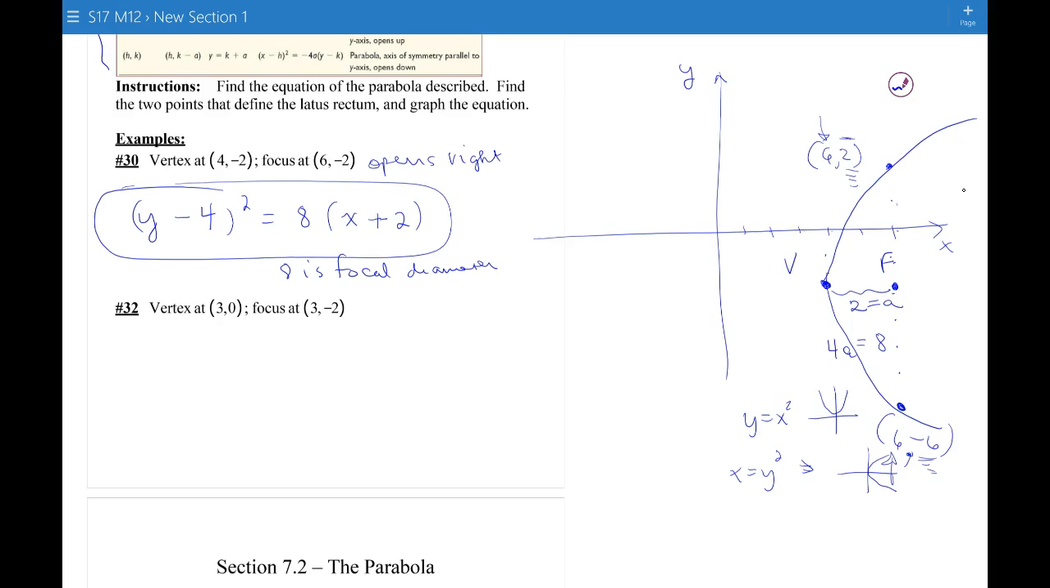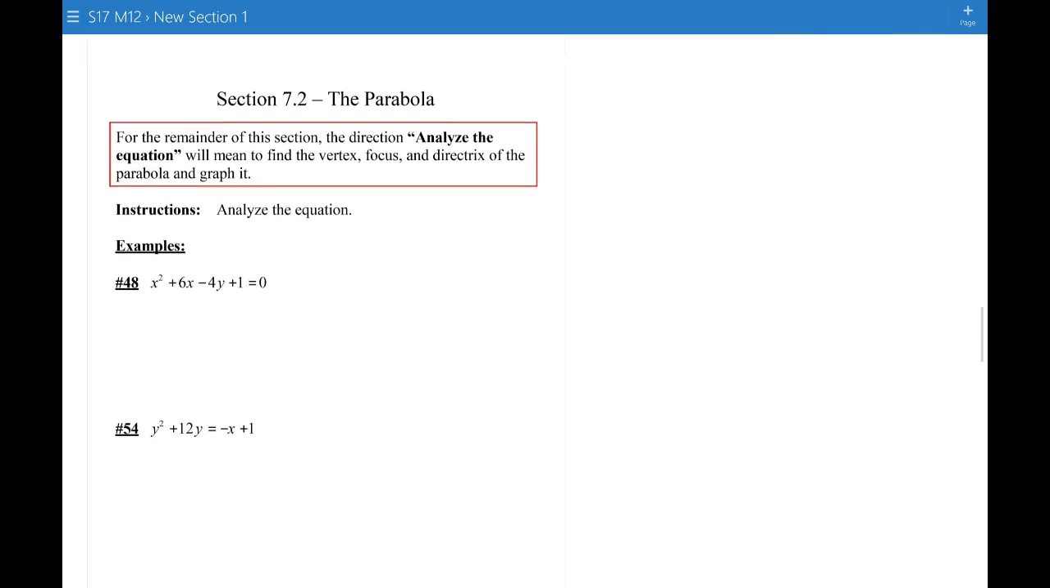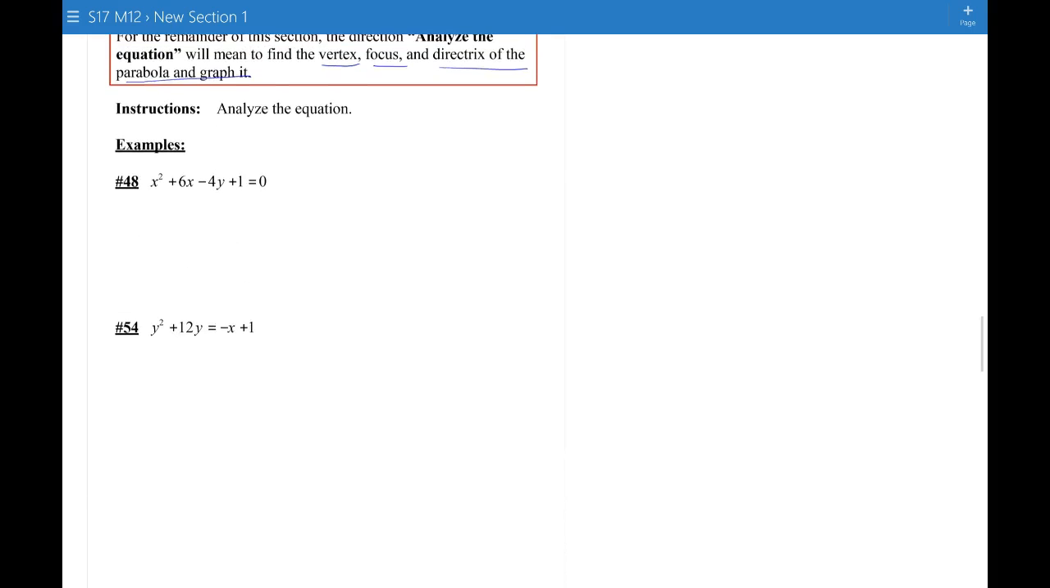Okay, so we'll look at number 32 together. And to make it open to the left, you would have a minus in front of the not squared side, right? Okay, so for the remainder of the section, the directions are just going to say analyze the equation. And you have to know that that means to find the vertex, focus, directrix, and graph. Okay, so the thing that we're going to need to be able to do is remember how to complete the square. So let's do one of these together, but I'm going to make another movie so that this doesn't get too long.